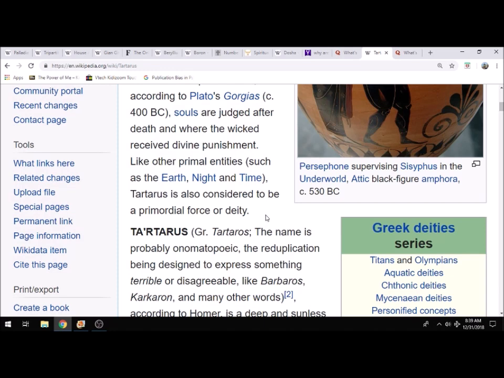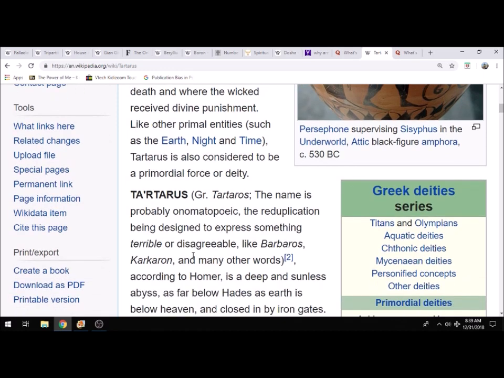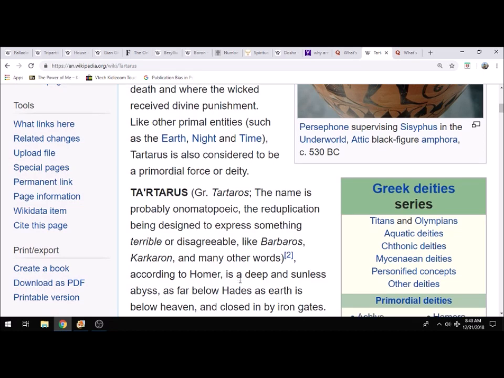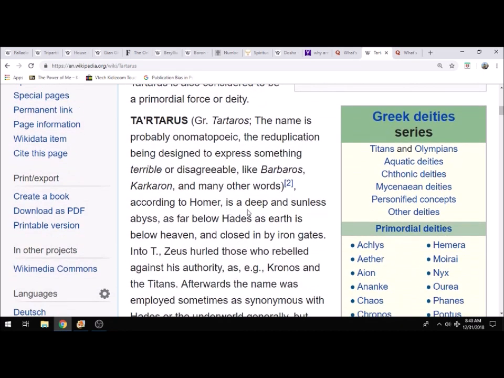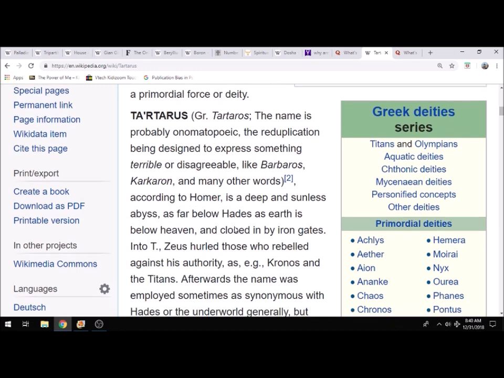Tartarus, the name is probably onomatopoeic, the reduplication being designed to express something terrible or disagreeable, like Barbaros, Carcharon, and many others, according to Homer. According to Homer, it is a deep and sunless abyss, as far below Hades as earth is below heaven, and closed in by iron gates.